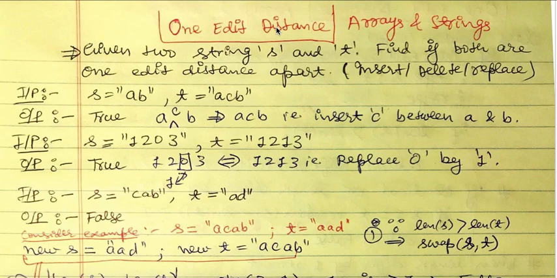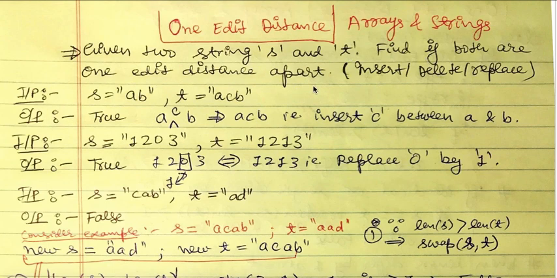I have a video titled Edit Distance that gives the number of operations we do on a given string to convert it to a target string. This question is also related to strings. Here we have two strings, source string S and target string T. We have to find if both of them are one edit distance apart.